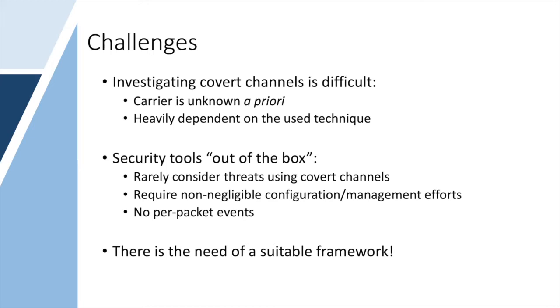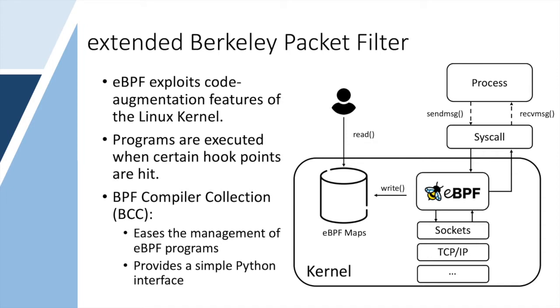So there is the need of a unique framework that can be extended in an easy manner in order to deal with multiple types of covert channels at once, and that supports the collection of network data for threat intelligence. We identified the technology that can mitigate these problems in the extended Berkeley Packet Filter, or eBPF. eBPF is a technology that exploits code augmentation features of the Linux kernel and allows executing programs within the kernel without changing its source code.